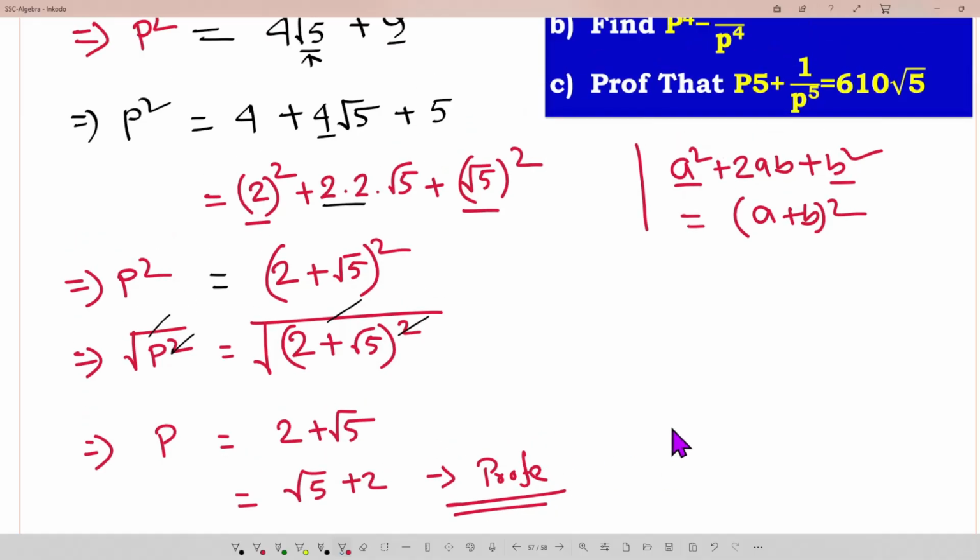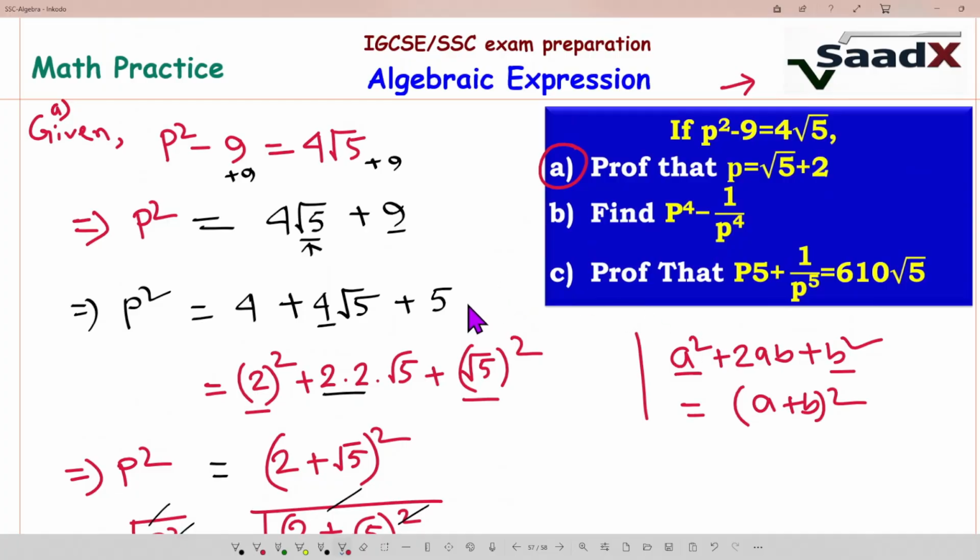Done. Very simple. This is a very important question. Please note that each question needs the answer of the previous question. But we will solve this one step by step, and number A is one part, number B is another part, and number C will be another part.